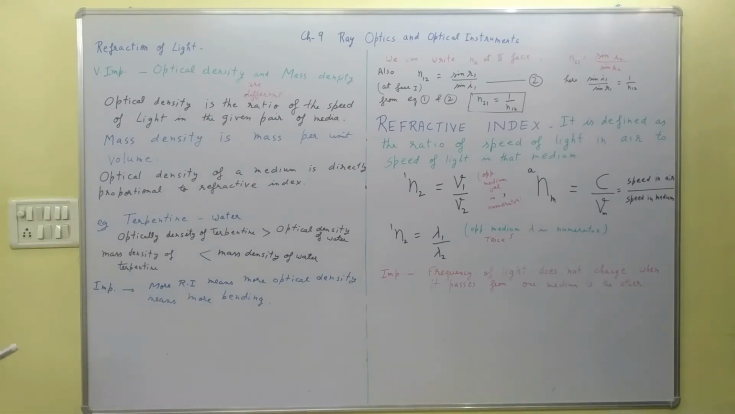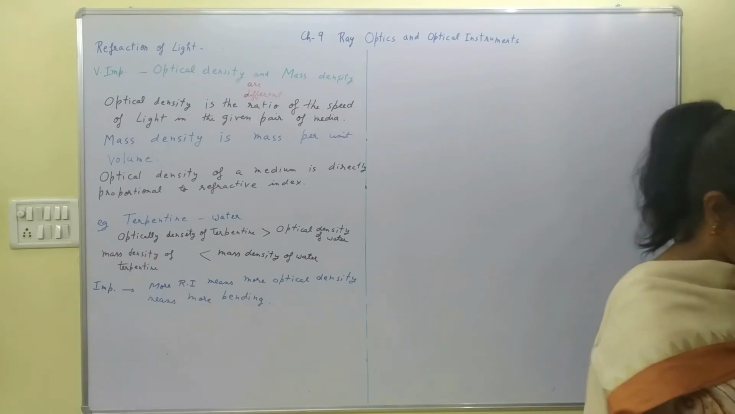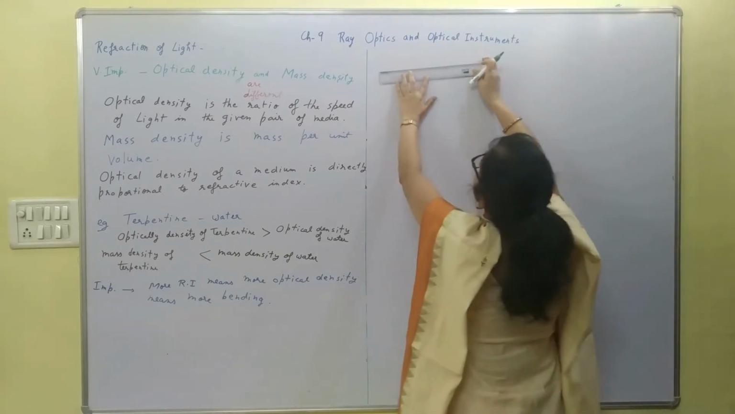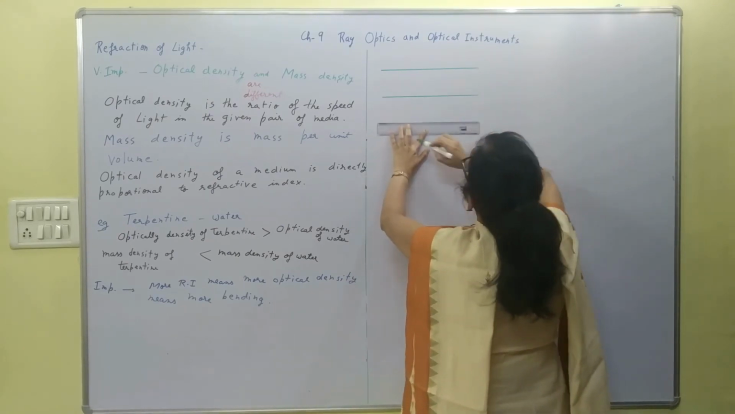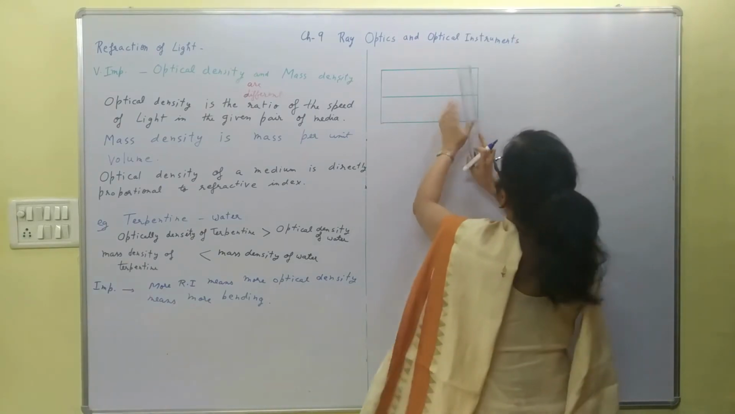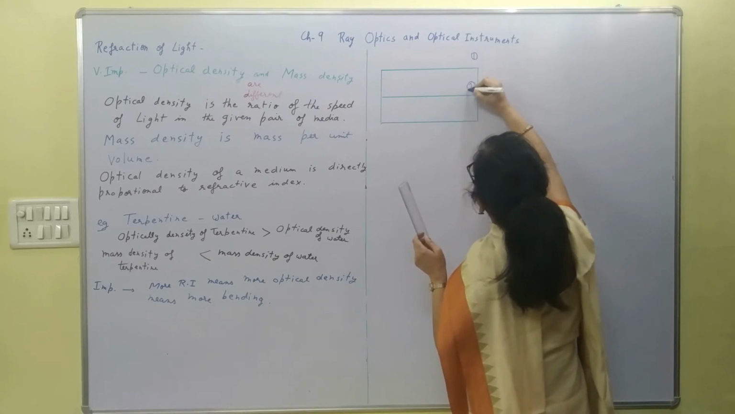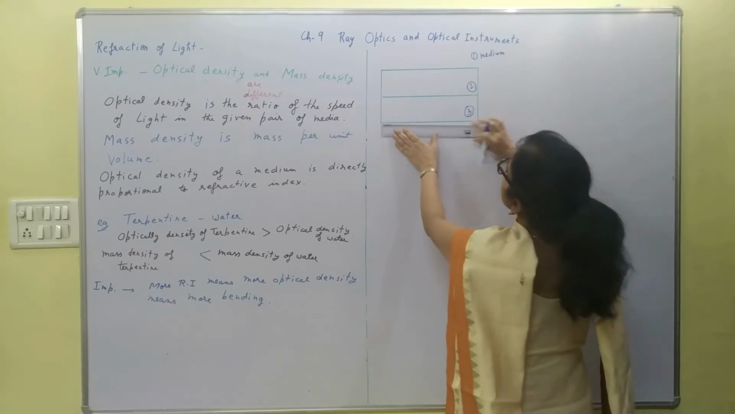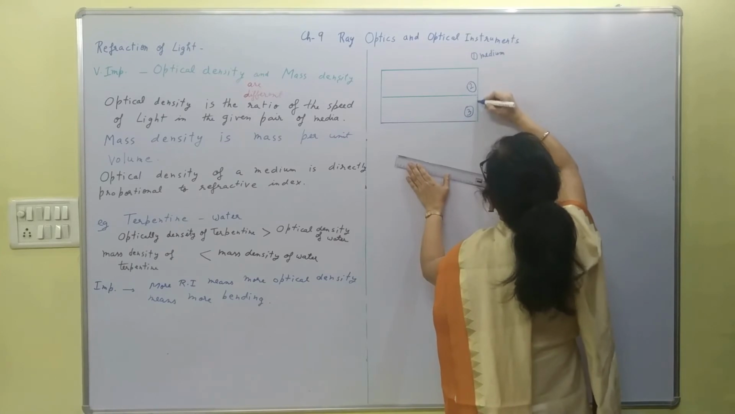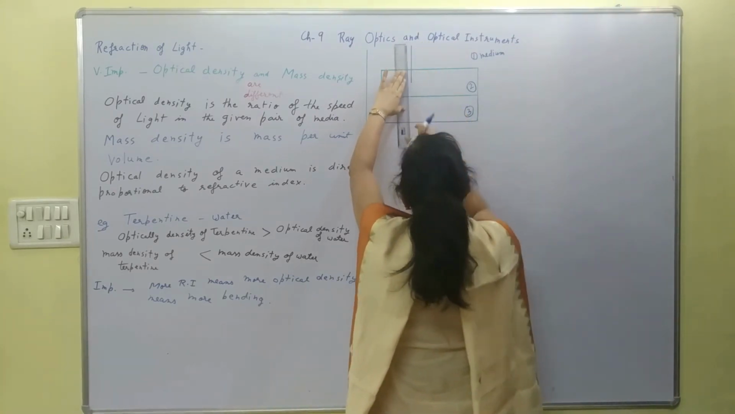Now we can take the case of a composite slab here. For the composite slab, we take medium 1, medium 2, and medium 3. The outer medium is medium 1, then we take another medium, and then a third medium. So this is medium 1, this is medium 2, and this is the third medium, right? In such cases, we can prove a relation. This is the normal.